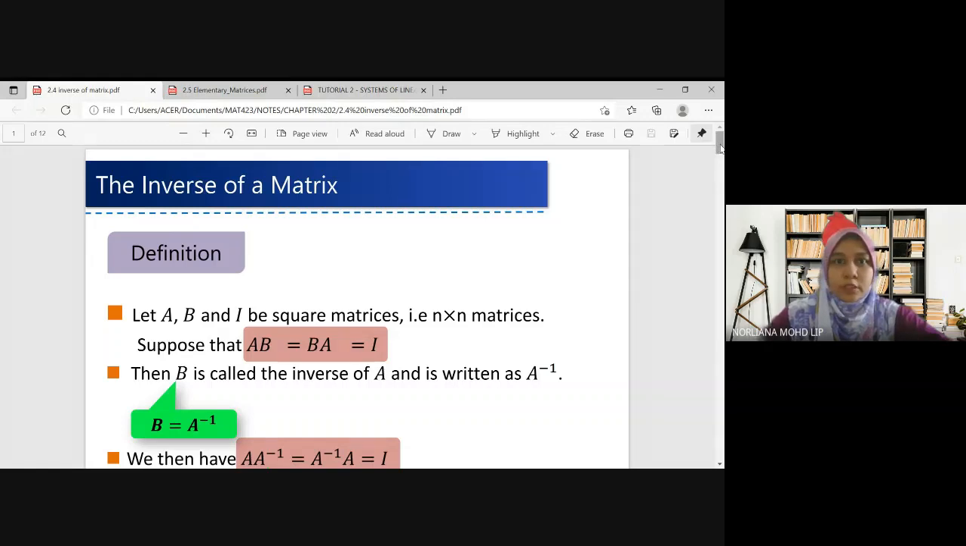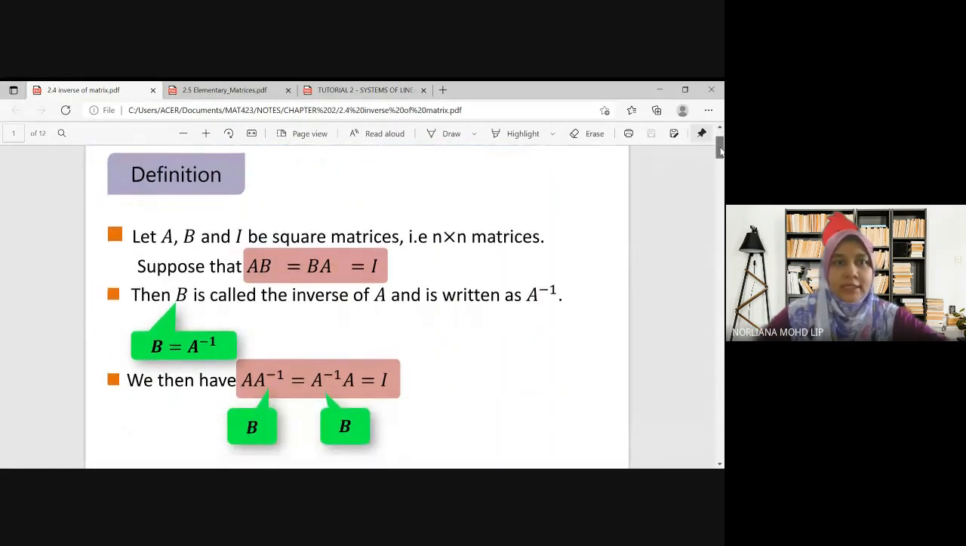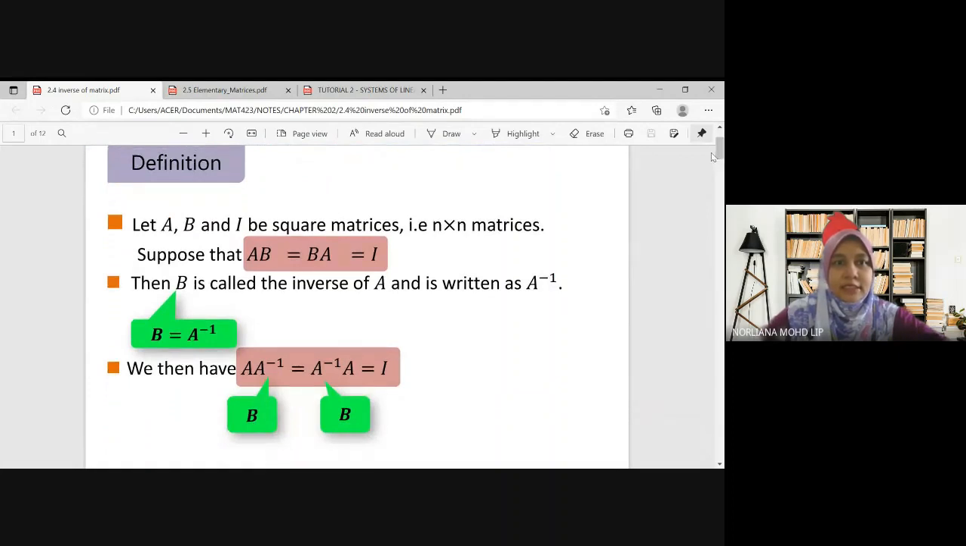Okay, subtopic 2.4, the inverse of a matrix. How to find the inverse of a matrix. Definition: let A, B, and I be square matrices. For example, an n times n matrix. The simple one is a 2 by 2 matrix.